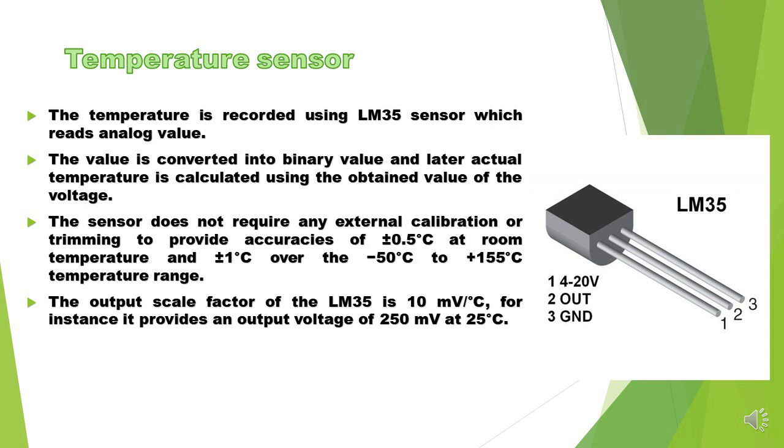The sensor does not require any external calibration or trimming to provide accuracy of plus minus 0.5 degrees Celsius at room temperature and plus minus 1 degree over the minus 50 degrees Celsius to plus 155 degrees Celsius temperature range. The output scale factor of the LM35 is 10 millivolt per degree Celsius. For instance, it provides an output voltage of 250 millivolt at 25 degrees Celsius.